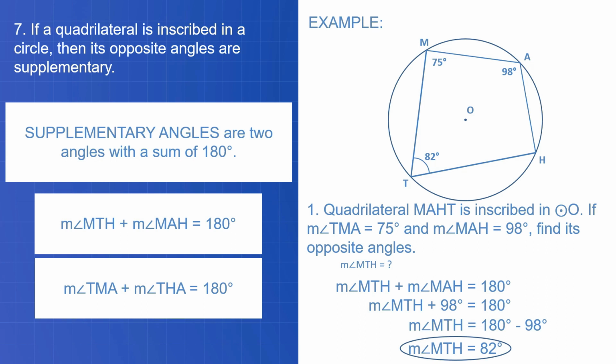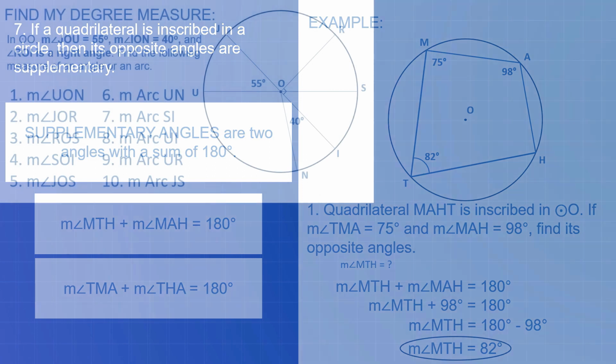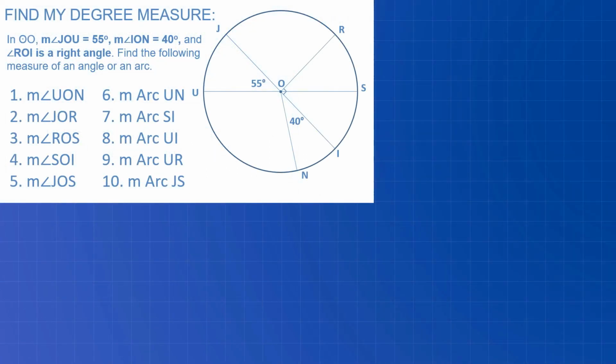Now, to test our understanding, let's try to answer this activity entitled Find My Degree Measure. In circle O, the measure of angle JOU is equal to 55 degrees, the measure of angle ION is equal to 40 degrees, and angle ROI is a right angle. Find the following measure of an angle or an arc. Number 1, the measure of angle UON.